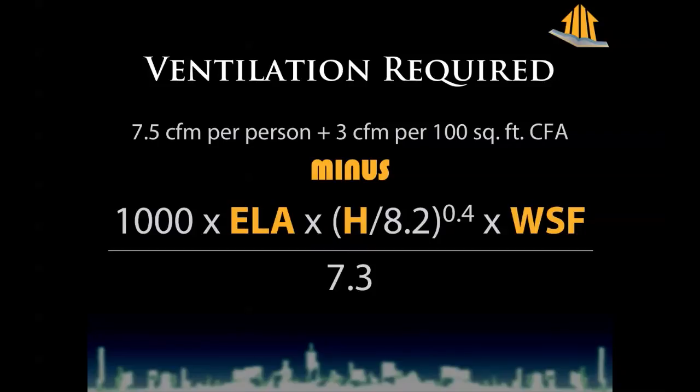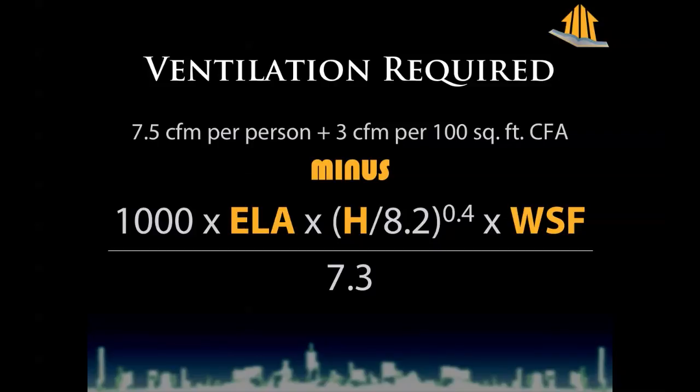Now here is one equation that has all of this stuff built into it. This is not in the standard. This is my way of trying to make this easy on you. So you take 1,000 times the ELA times the height divided by 8.2 to the power of 0.4 times the weather and shielding factor, divide that whole thing by 7.3, and bam, you get the number.